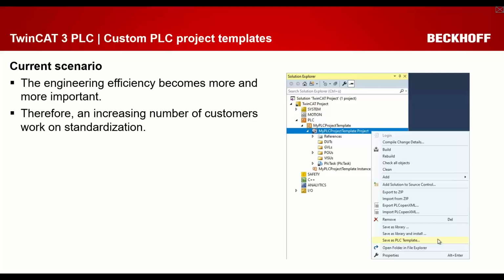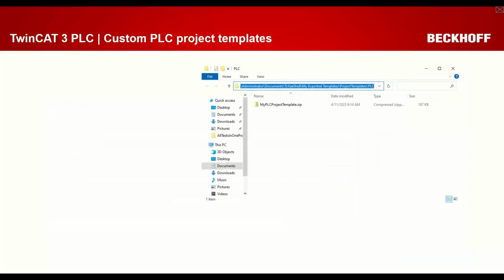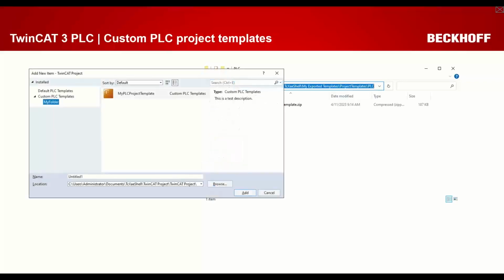So instead of saving it as a library, for example, on the same level, you have the save as PLC template command. And this then opens a dialog where you can set the name, and you can also set a description for the template if you would like to, an icon if you would like to, and a specific folder. And this is now shown on the next slide. So the template is saved as a zip and can easily be exchanged with colleagues.